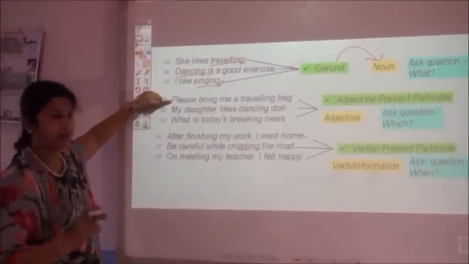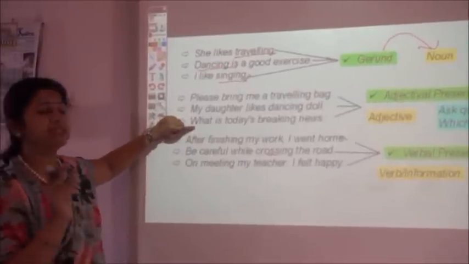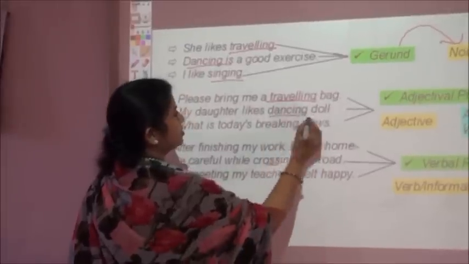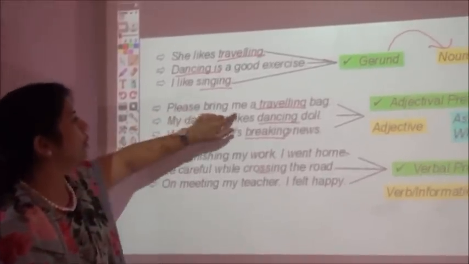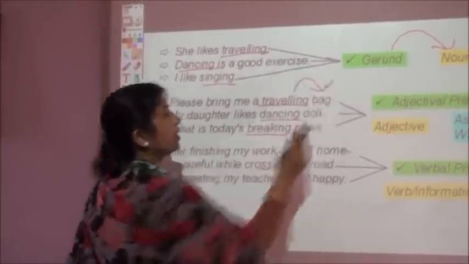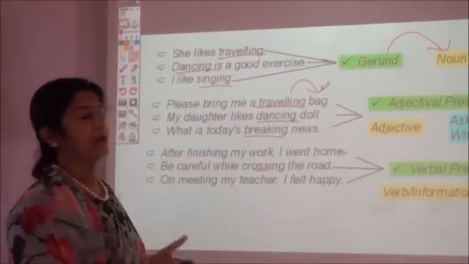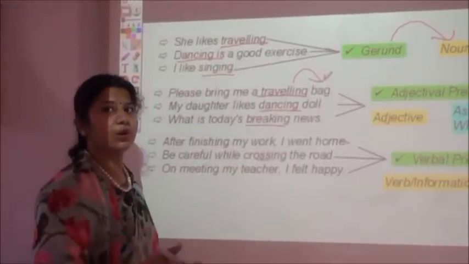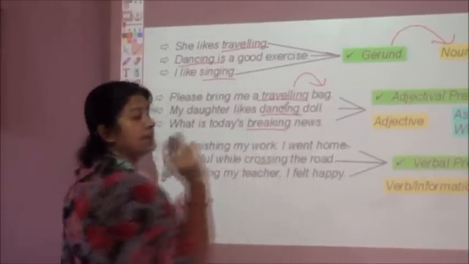Please bring me a traveling bag. My daughter likes dancing doll. What is today's breaking news? Now again focus on all ing verbs. Now see how they are behaving in a sentence. Please bring me a traveling bag. Traveling is showing the quality of bag. Which kind of bag? Not school bag, not air bag, only traveling bag. Okay. Now my daughter likes dancing doll. Which kind of doll? Not singing, not sport doll. I like only dancing doll.